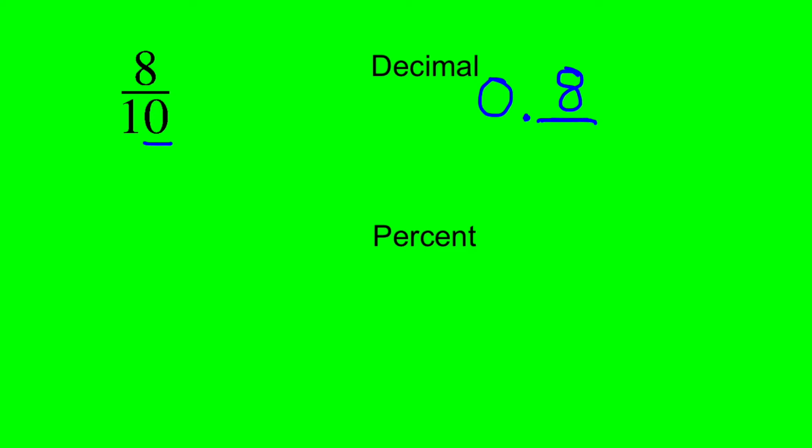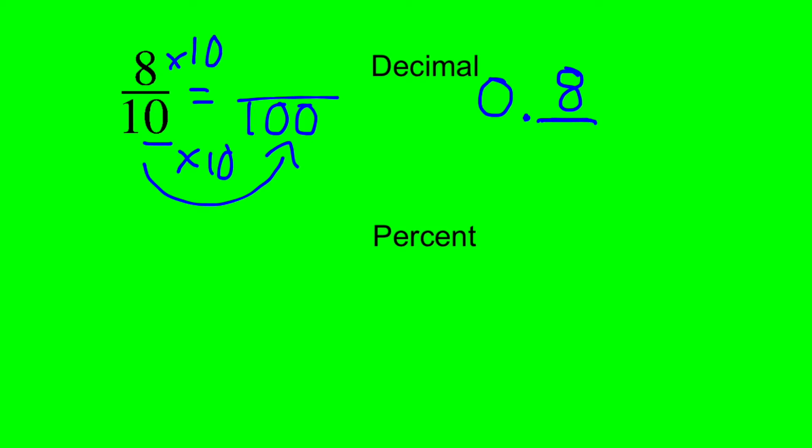Now, the concept of percent is that it's a fraction out of 100. So we have to reimagine this fraction as a fraction out of 100. And we can do that by making an equivalent fraction where we multiply the denominator by 10 to make 100 and do the same thing to the top. And we get 80 out of 100. So that's 80%. That's the kind of thing we're doing right now. Let's look at another one.